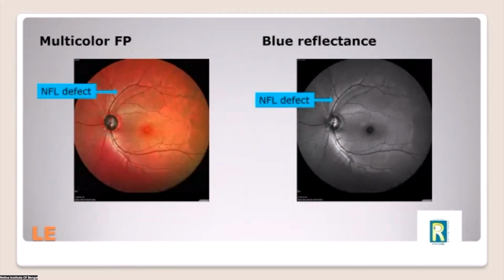So now, again, in this picture, there is a nerve fiber layer defect here, corresponding with the blue reflectance. The blue reflectance is the mode which shows us the defect in the superficial layer of the retina. There is a nerve fiber layer area, and very nicely you can see it here.